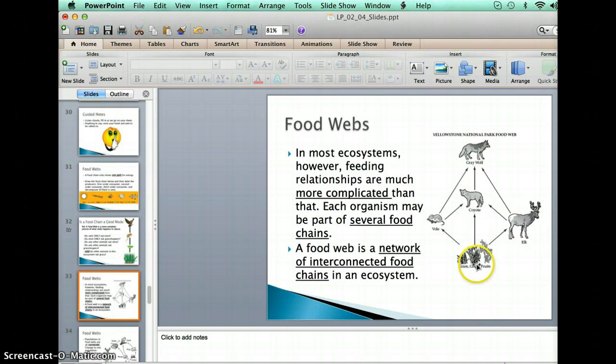Here is one food chain, from grass to vole to gray wolf. Here is another food chain, grass to coyote to gray wolf. Here is another food chain, grass to elk to gray wolf. We could keep going and see several other food chains. But what we've done here is connected all these food chains into one food web. This really shows what's happening in the ecosystem instead of looking just at one food chain.